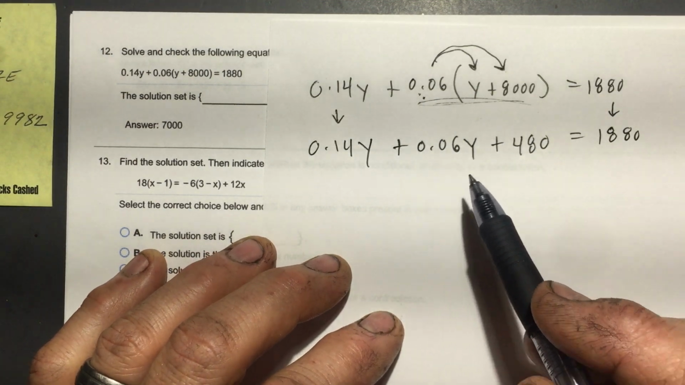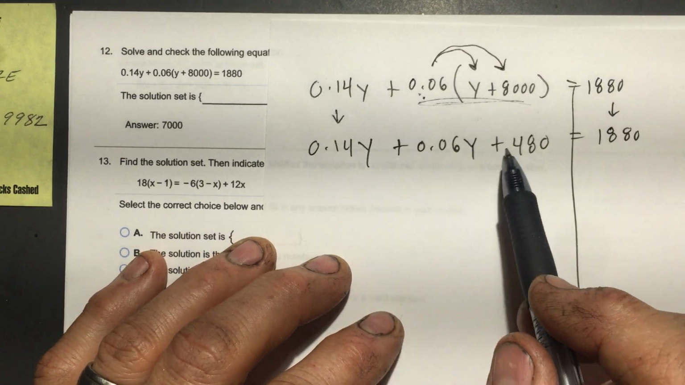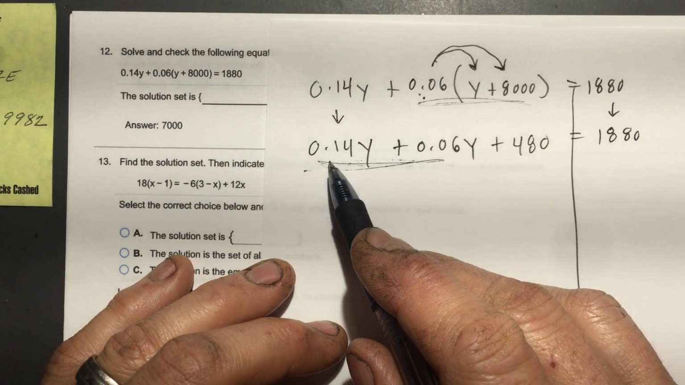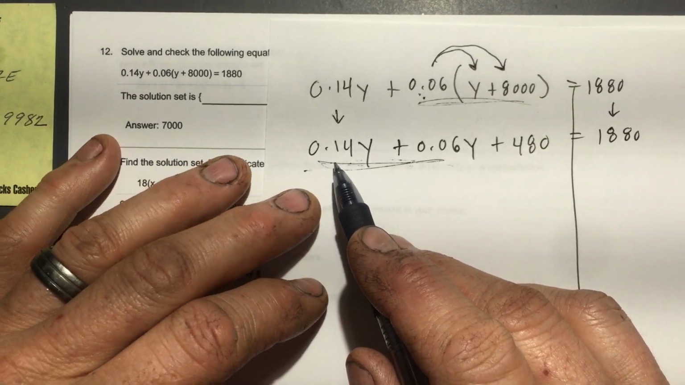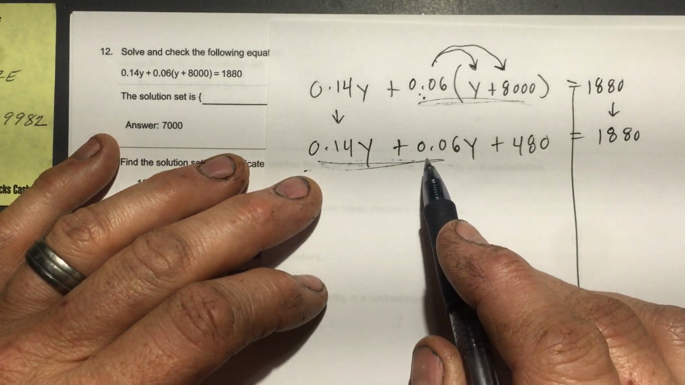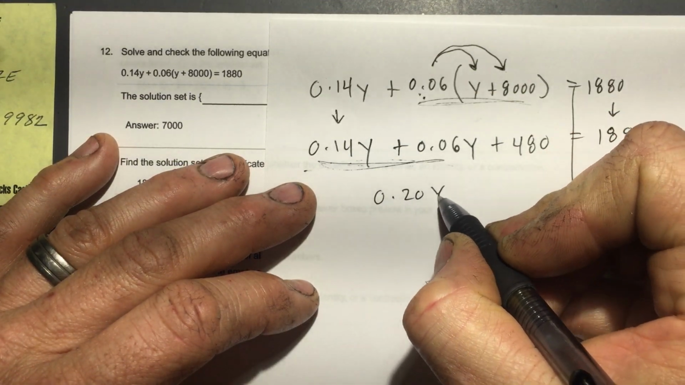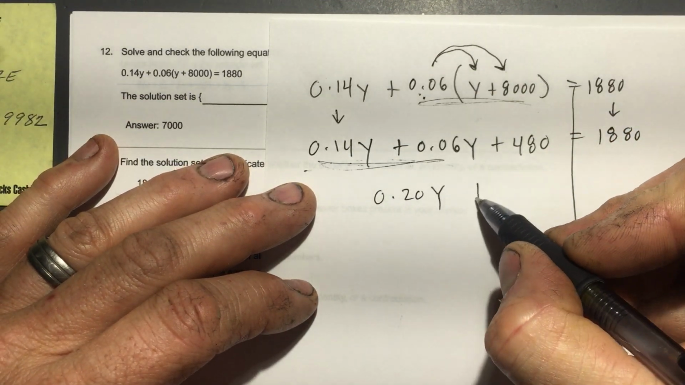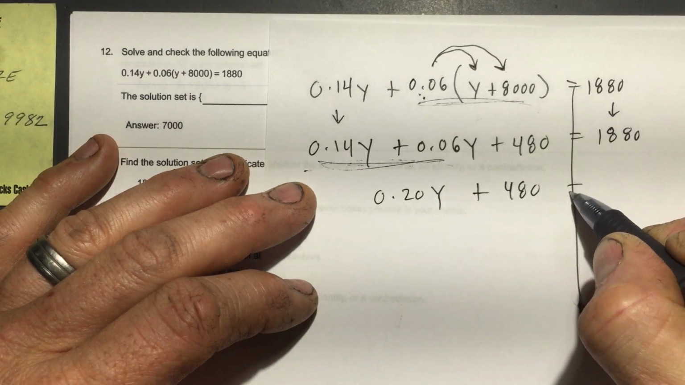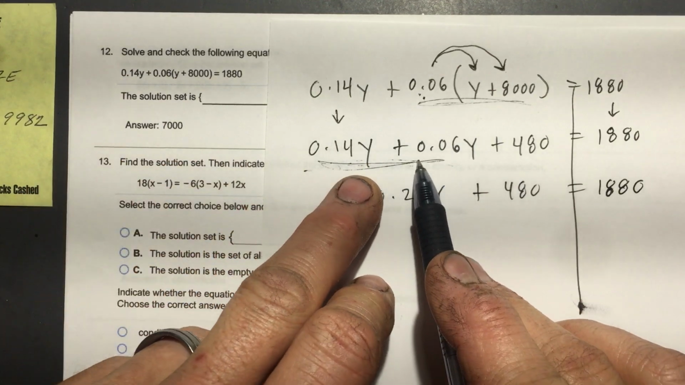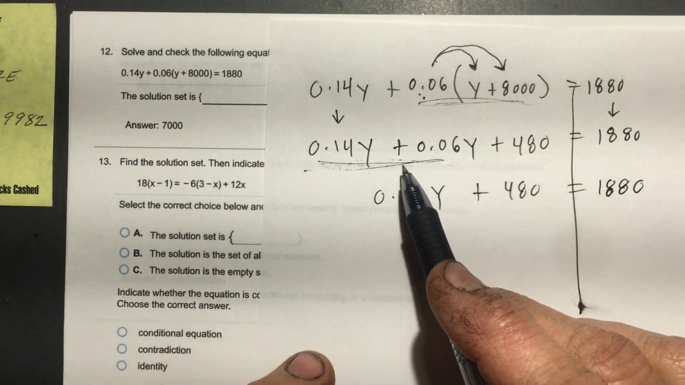Okay? Now, when I do that, here's my equals right here. And if I notice on this side, I got like terms right there. So I just add those together. So now, 0.14y plus 0.06y would be 0.20y plus 480 equals 1880. Okay, now this right here is different from what we did a few minutes ago.